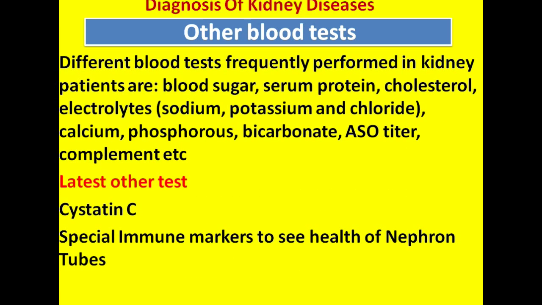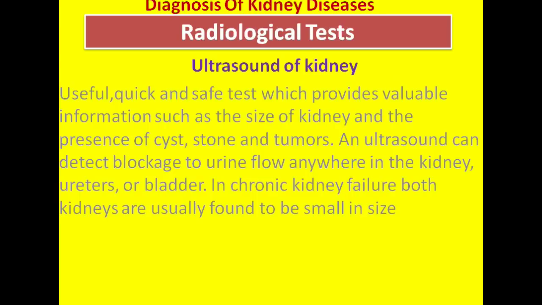There are also different blood tests frequently performed in a kidney patient to see if they have other diseases. Commonly we use blood sugar measurement, total protein level measurement, cholesterol levels, and electrolytes: sodium, potassium, chloride, bicarbonate, calcium, phosphorus. To look for infection we check ASO titers, complement level, certain antibodies, autoantibodies, and viruses like hepatitis B, C, HIV. The latest we do is cystatin C, which is also a marker like urea and creatinine, but this goes up much earlier than creatinine. There are many other immune markers to see and know whether the kidney filter is damaged or the tubes are damaged.